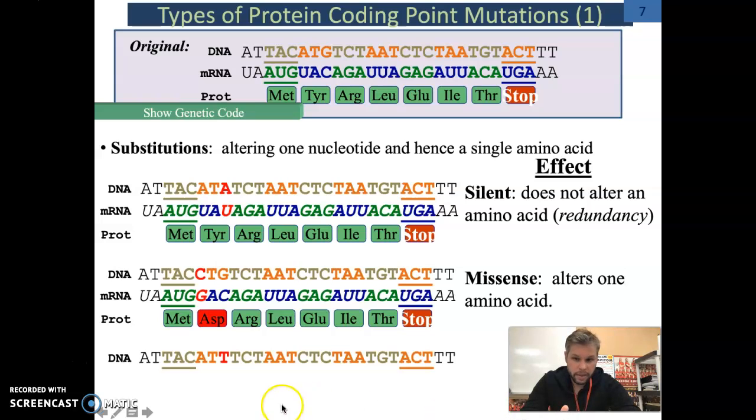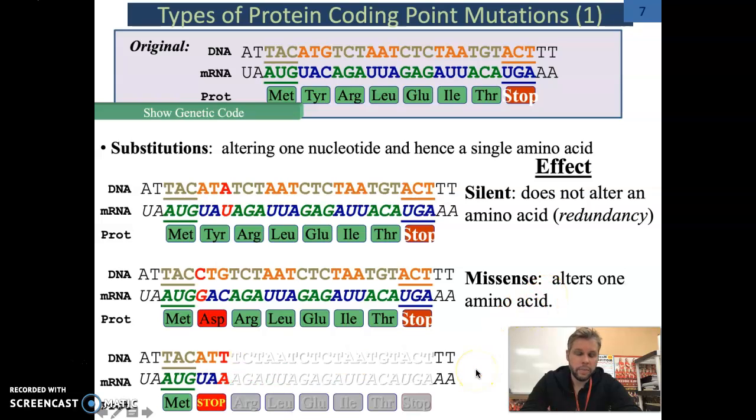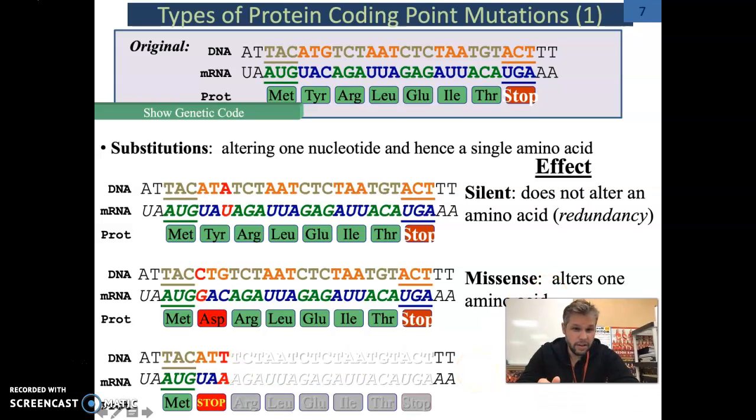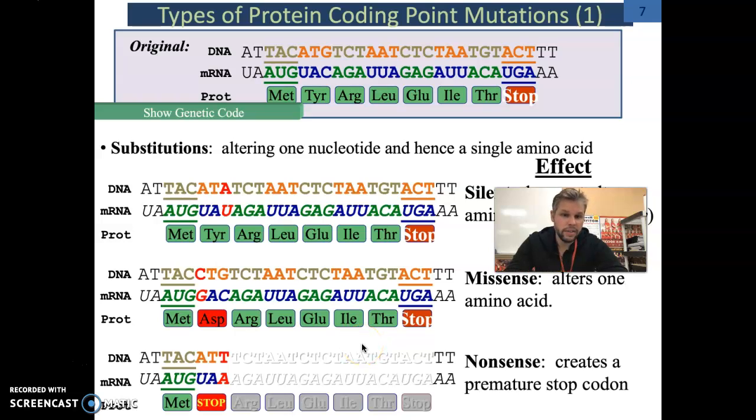Now another one is what if we say we have TACATT right here. So again, it's one single substitution, right? We have a point mutation that's occurring here. Here's my mRNA, and here's my protein. And now what changed here is that we had a stop codon prematurely put into the protein, which can be disastrous for the function of the protein. And if this occurs, we call this a nonsense mutation because it's going to create a premature stop codon.